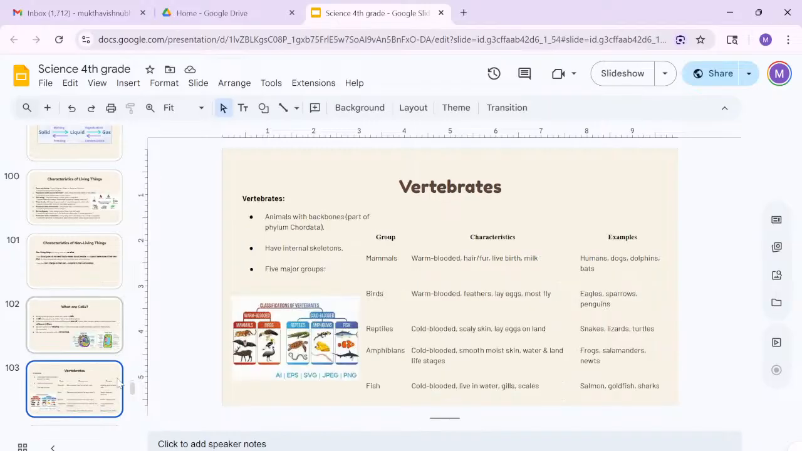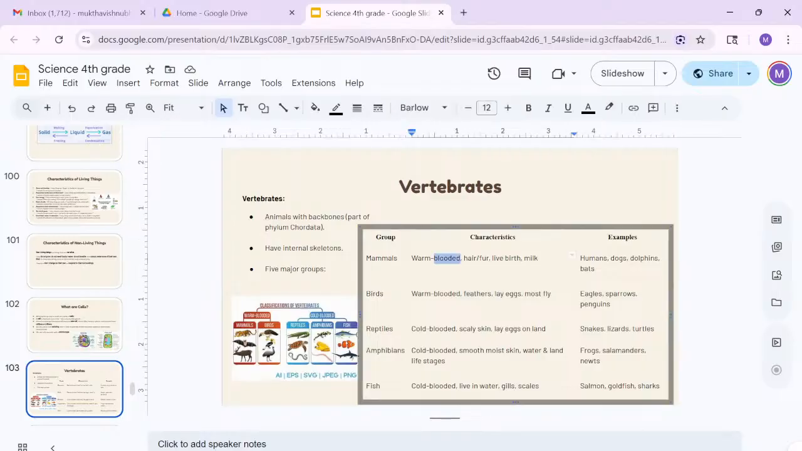Okay, continuing on, we're going to talk about different types of living things. So, more like living animals. Vertebrates are animals with a backbone. They have an internal skeleton. They have bones inside their bodies. And that's basically what vertebrates are.